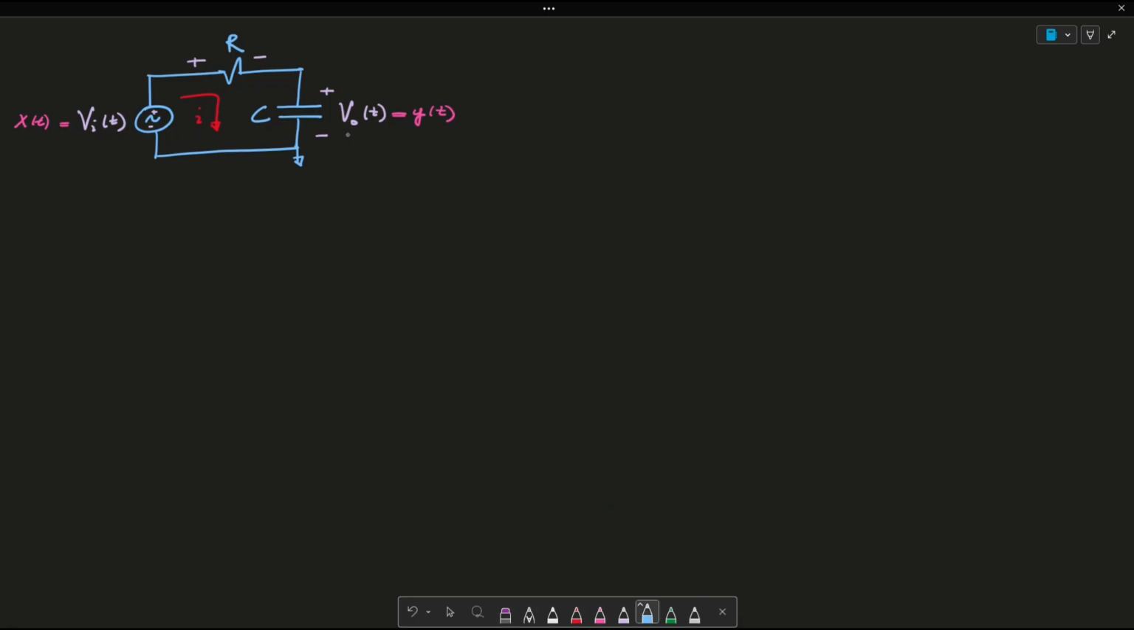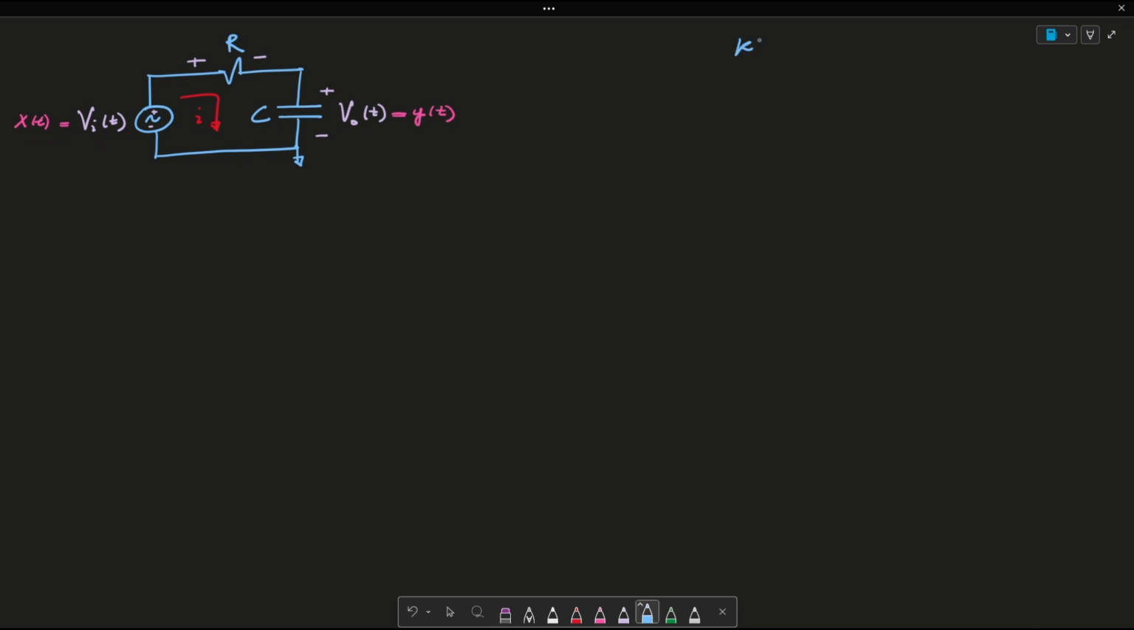And something I want to note is that this v out of t, I will sometimes exchange with y of t, and this voltage input vi of t, I will sometimes exchange with x of t in this video, just so that there's no ambiguity.